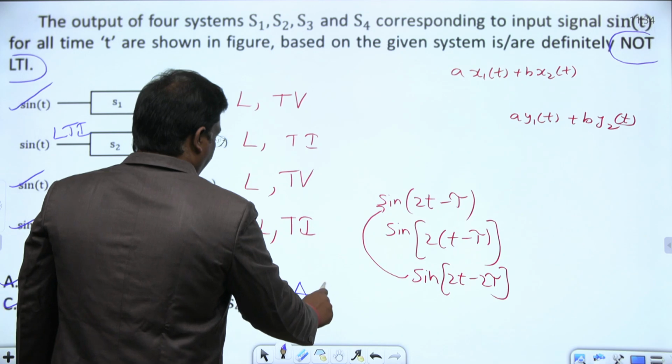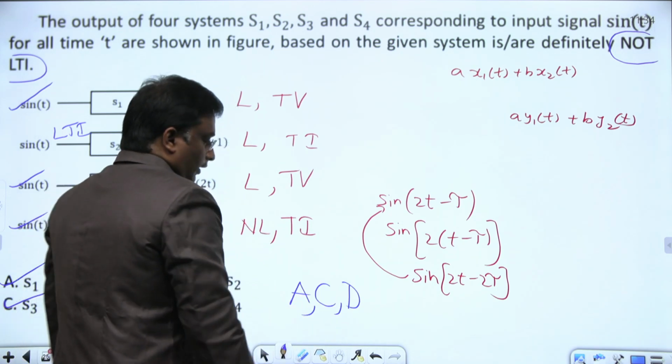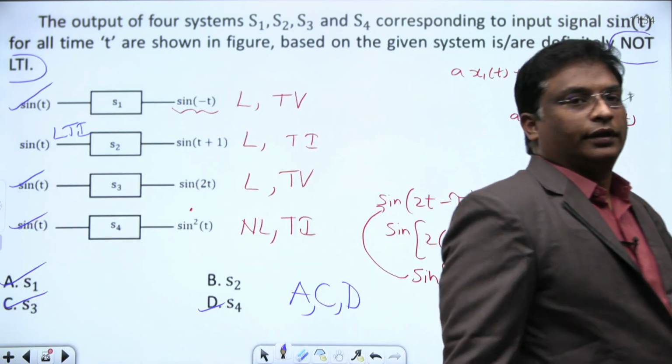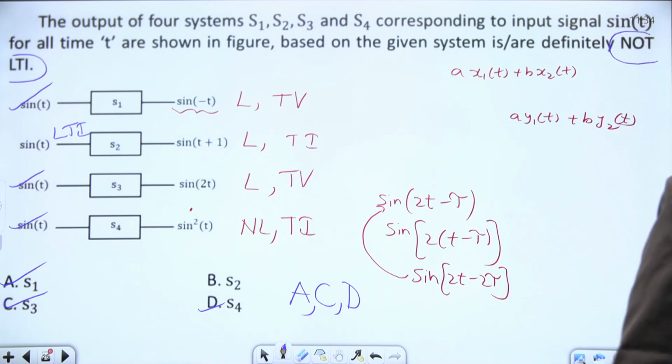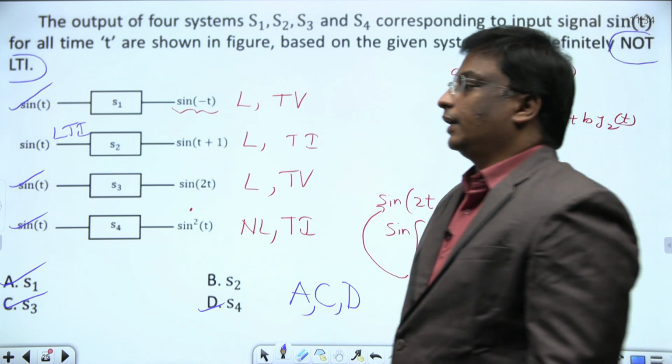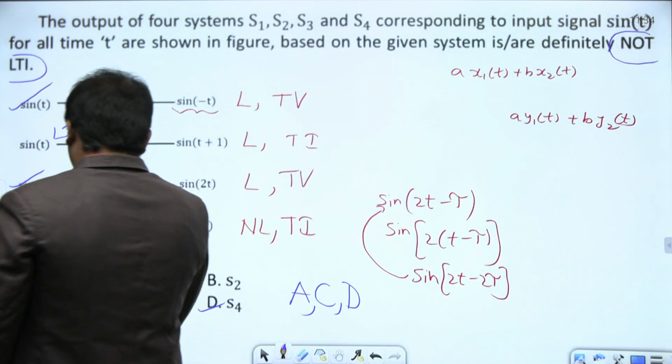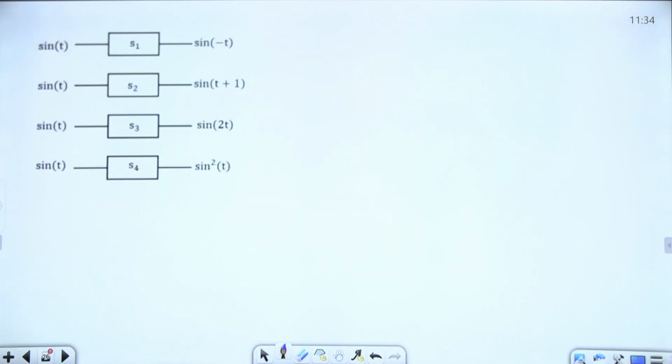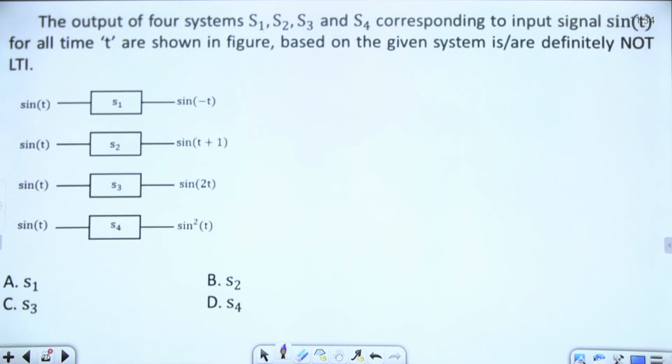A, C, D are all correct. It is also an MSQ, multiple choice question, and 3 options are correct here. They ask which is not an LTI system. Let us move on to the next question.